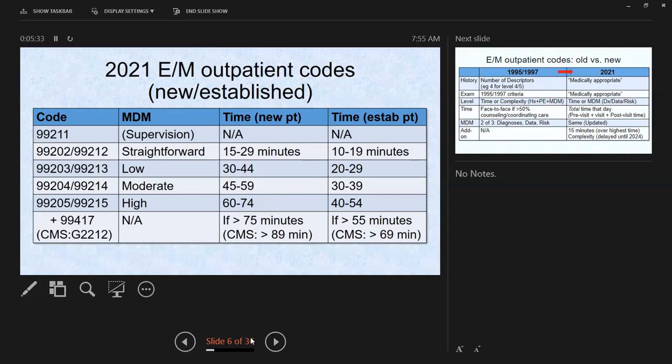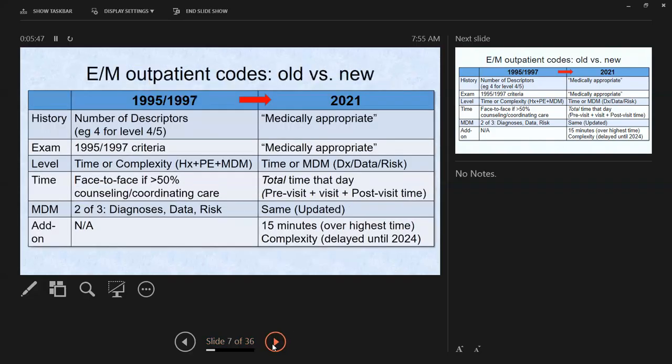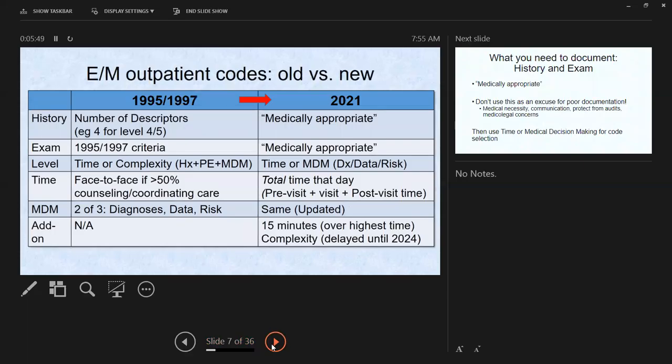If you spend 15 minutes on a new patient, you'll bill 99202. If you spend 30 minutes on an established patient, you'll bill 99214. So it's within those ranges. You either use medical decision-making or time when billing a patient. Again, we talked about the old 1995, 1997 criteria and the new 2021 criteria. The 2021 criteria, again, is only for new and established patients, but not for consults.